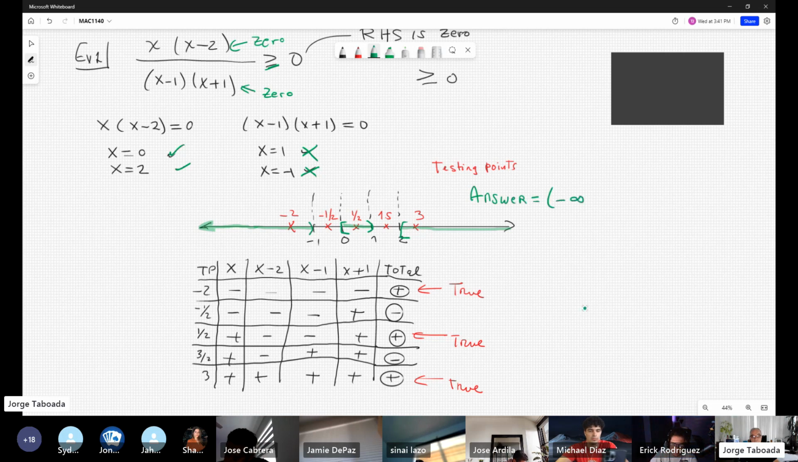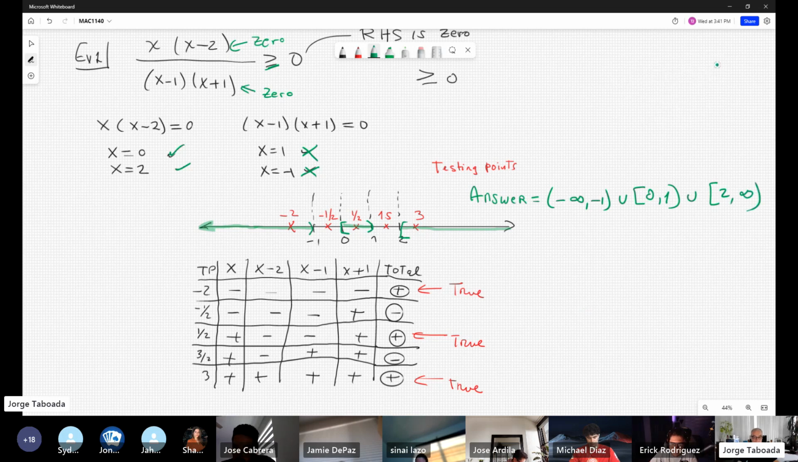From -infinity, comma, -1, parenthesis, union, bracket 0, comma 1, parenthesis, union, bracket 2, comma infinity. End of the story. Any questions? What part don't you understand very well? I need to know, guys. No? Everything clear?